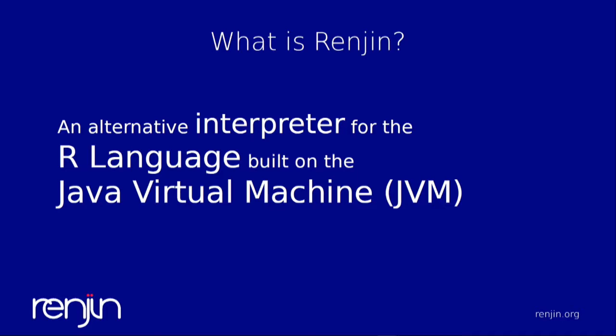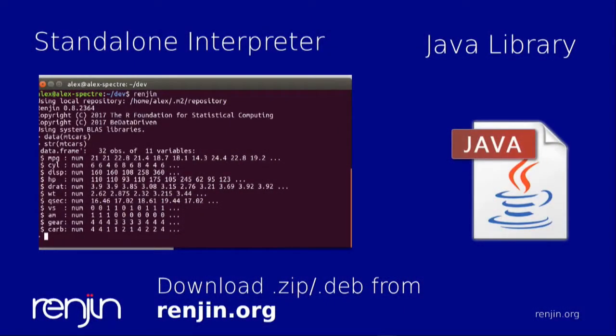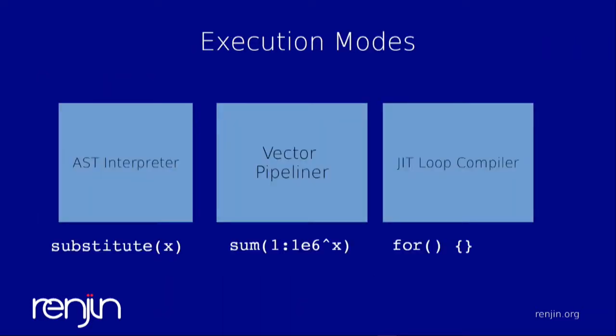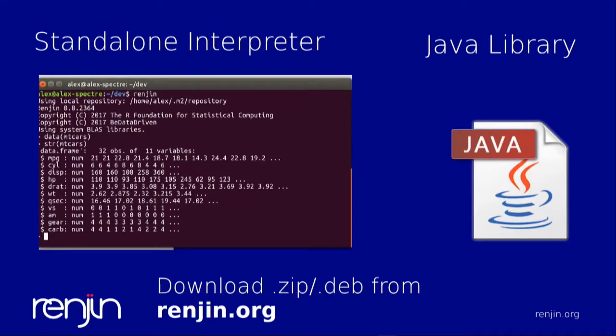Our goal was to have something that was a little bit easier to embed in other systems, and also to be able to start with a new code base to play with some optimizations. And the optimizations are really what I'll talk about today. You can download it from renjin.org, you can get a Debian package, a zip file, or you can include it as a Java library on Spark or Flink or any kind of Java-based system. And you can also embed it in databases. It's very flexible in that way.